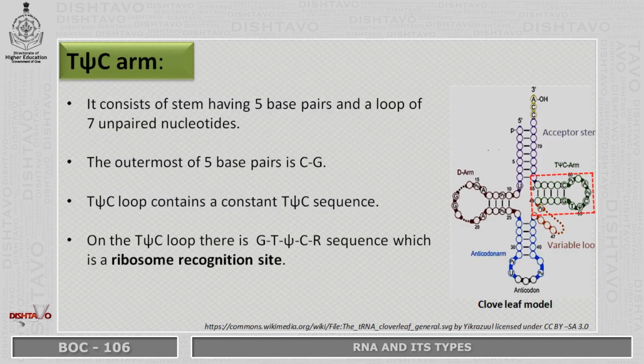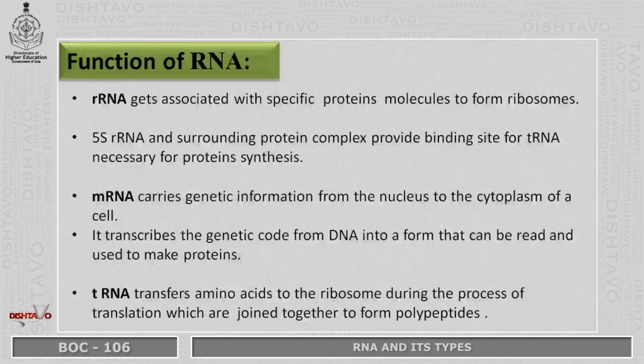T-psi-C arm. It consists of a stem having 5 base pairs and a loop of 7 unpaired nucleotides. The outermost of the 5 base pairs is cytosine and guanine. T-psi-C loop contains a constant T-psi-C sequence. On the T-psi-C loop, there is a G-T-psi-C-R sequence which is a ribosome recognition site.